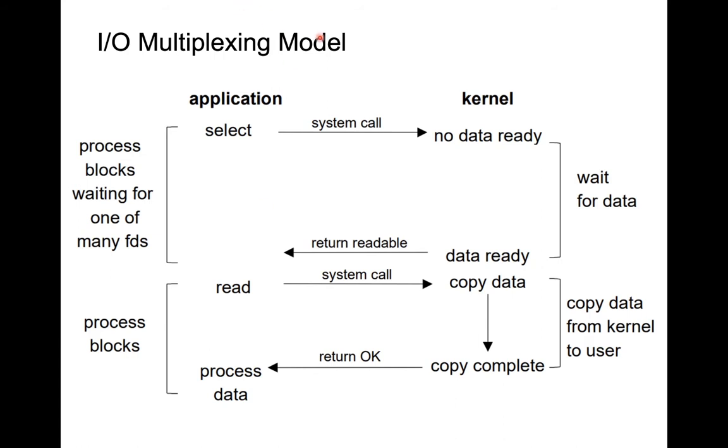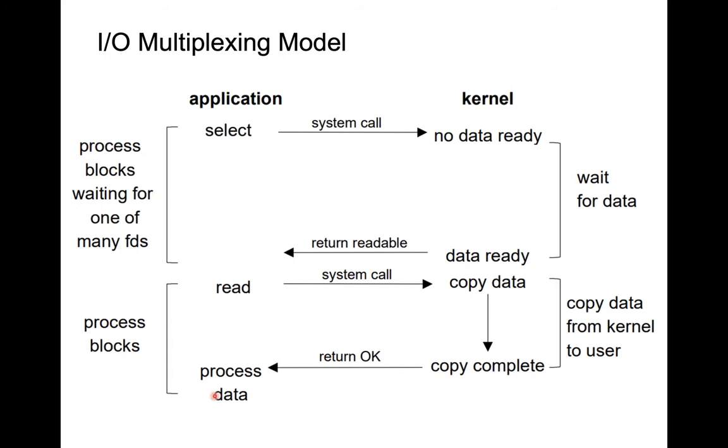In the IO multiplexing model, we have the application. It has a select function, and that select function will send a system call towards the kernel. Since there is no data ready, it has to wait for the data, and once the data is ready, it will return readable. Then the multiplexing will send a read system call towards the kernel, and that read command will lead to copying the data. Once the data is copied, an OK signal will come from the kernel to the application buffer, and then the application can process its data.